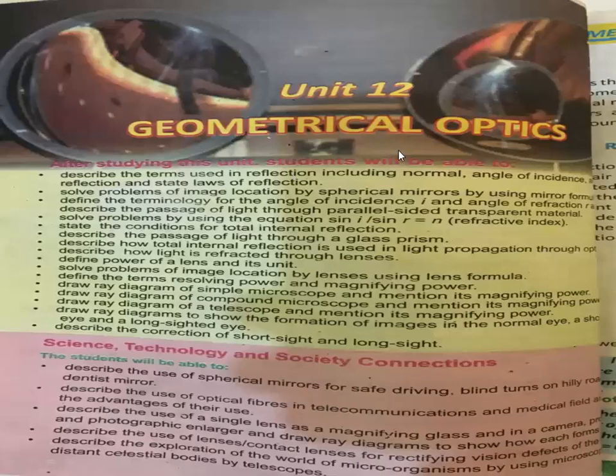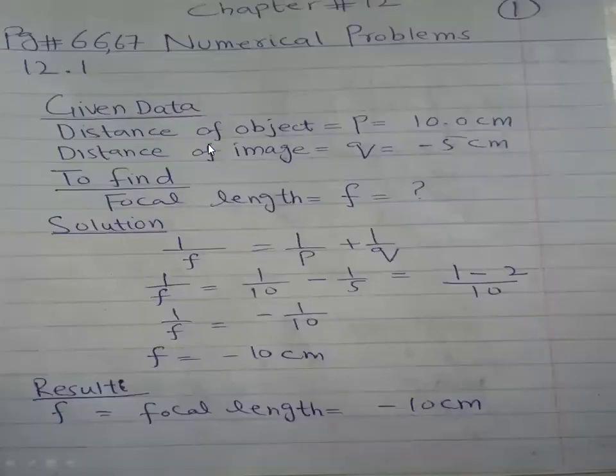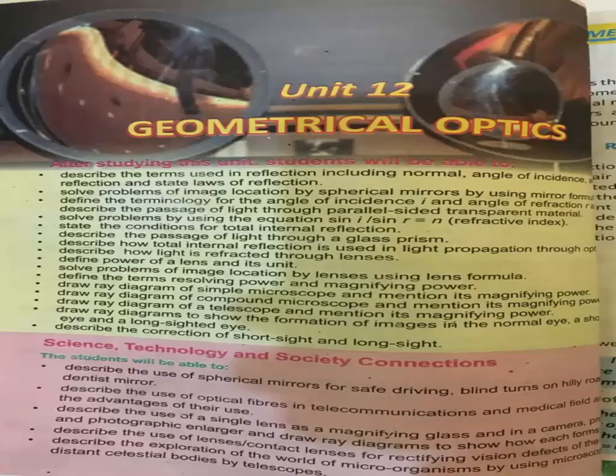This is the chapter we are doing. The name of the chapter is Geometrical Optics. Today we will solve the 12.1 numerical. Numerical number 12.1. First we will do the MCQs. So before starting this numerical, I will try to give you the answers of the MCQs.